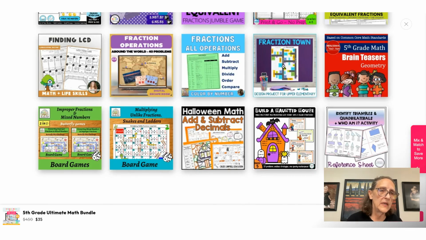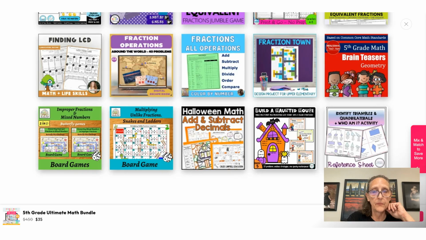Fraction Town. This is so fun. This is a mini project. I don't call it a PBL because it doesn't take a long time. It's really like one class period. But what they do is they design a town, and you can either do fraction multiplication or you can do basic division, so it's differentiated. So if you have kids who really struggle with fraction multiplication, they can do just the basic division. So the pages are in there for that.